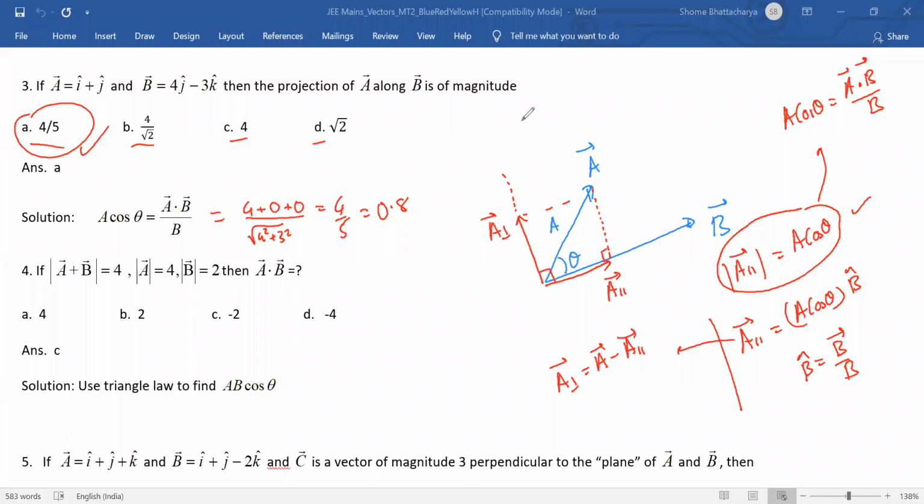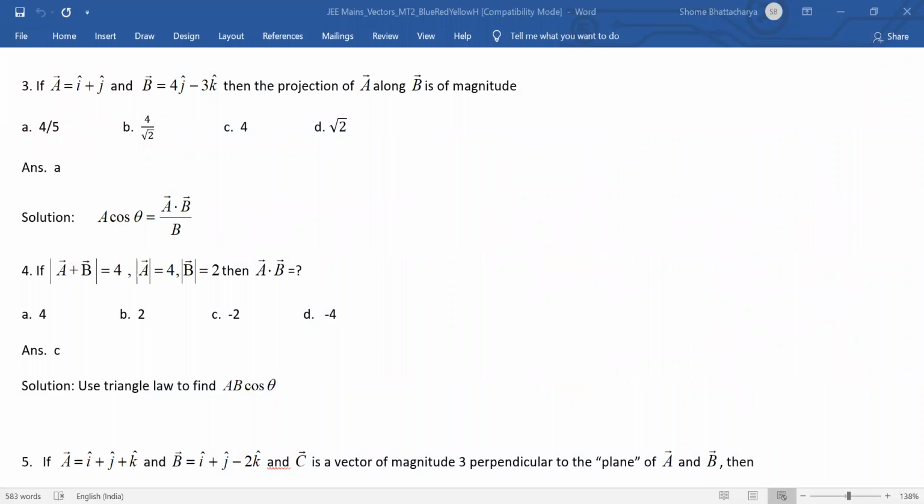So anyway, this is a general concept of projections. We'll be discussing a lot of questions based on projections from assignment 7 also. Okay, now let's come to the next one. This also is a fairly easy question, you can see.